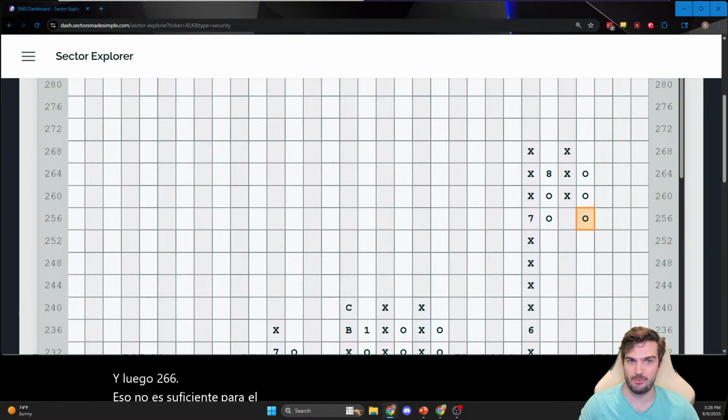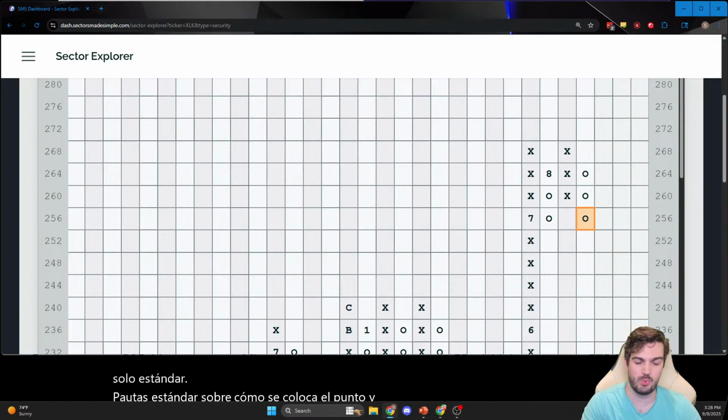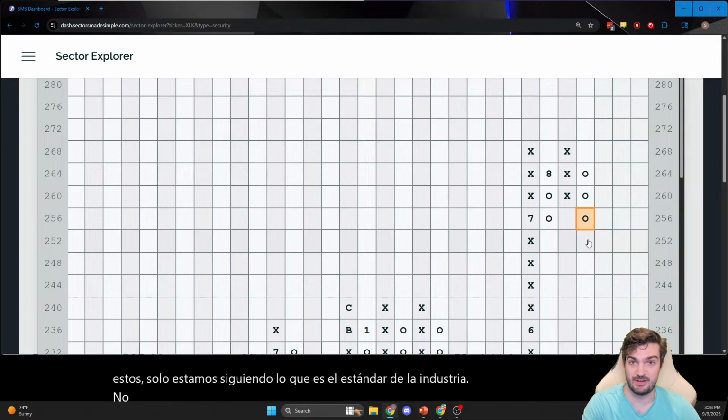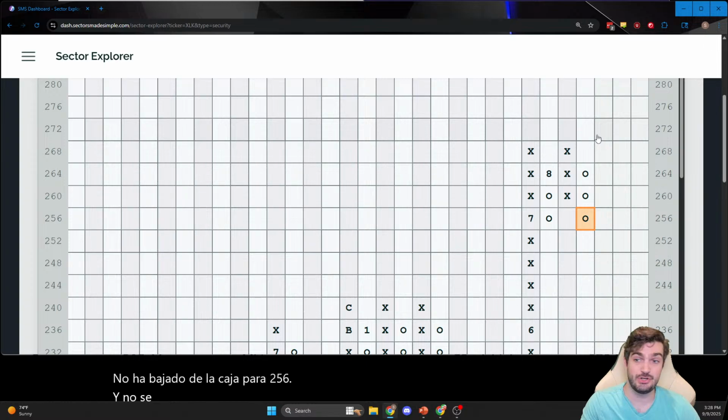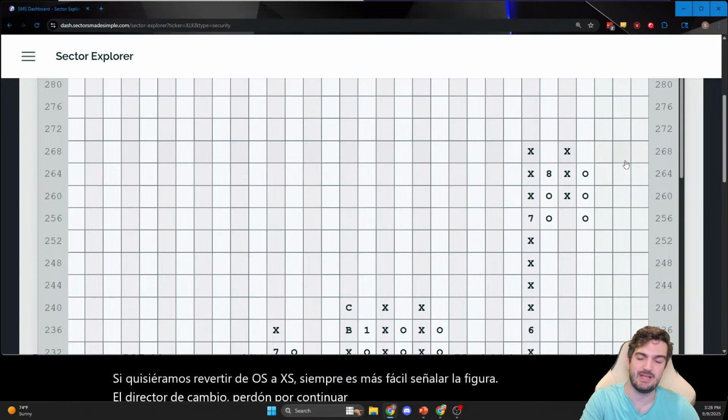We didn't make these rules, by the way. These are just standard guidelines for how point and figure is put together. So we didn't create the rules on these. We're just following what the industry standard is. It hasn't gone below the box for 256, and it hasn't gone above 272, which is what it would have to go to if we wanted to reverse from O's to X's. It's always easier for point and figure to continue its direction than it is to change direction.